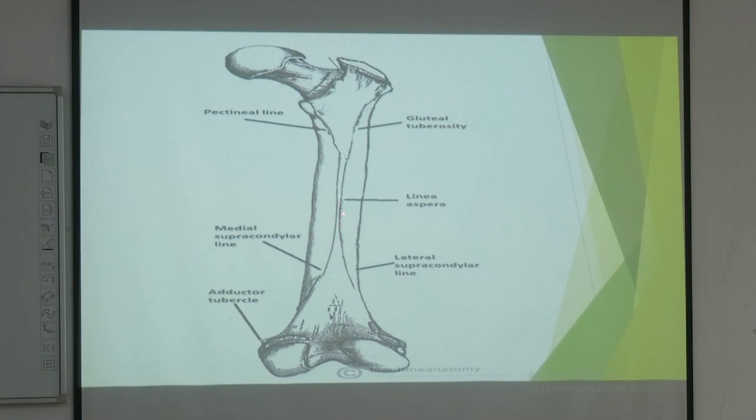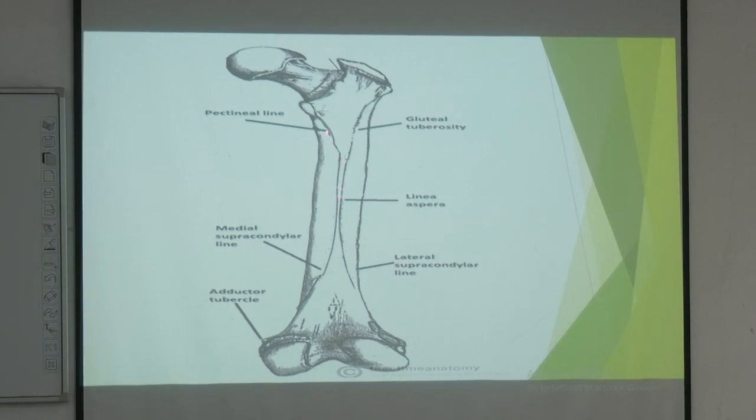Now you see the medial side of the linea aspera is continuous above with a line. We call it the pectineal line. So you follow this medial lip of the linea aspera, and you see it moving back above to the lesser tuberosity or lesser trochanter and ending on the base of it. That particular thing which is projected here, we call the pectineal line.